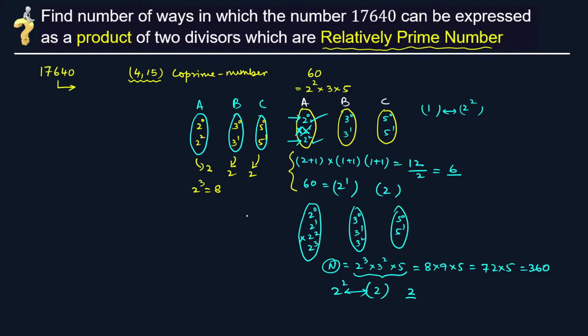That we have understood. Now let me do one thing. Let me try to find out the two numbers which, when multiplied, give 60 from these 8. What are those? It can be 2 to the power 0, 3 to the power 0, 5 to the power 0. I am writing these 8 numbers.